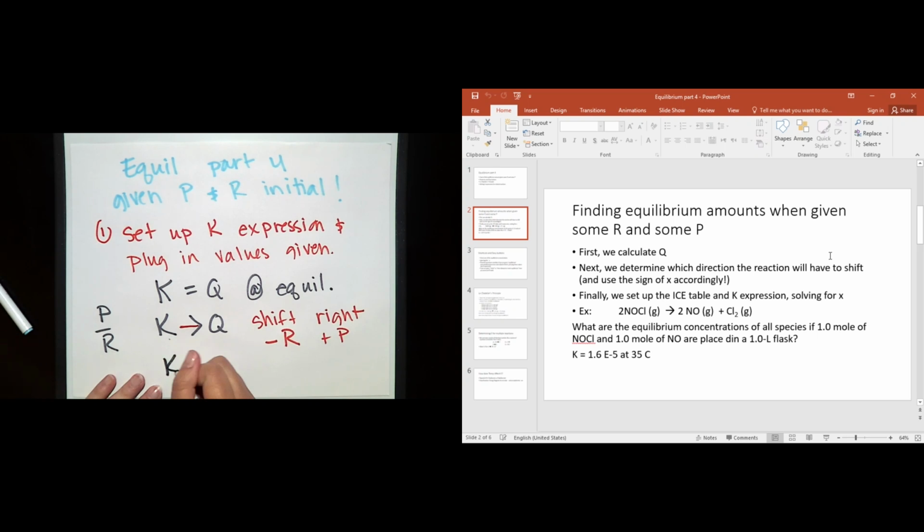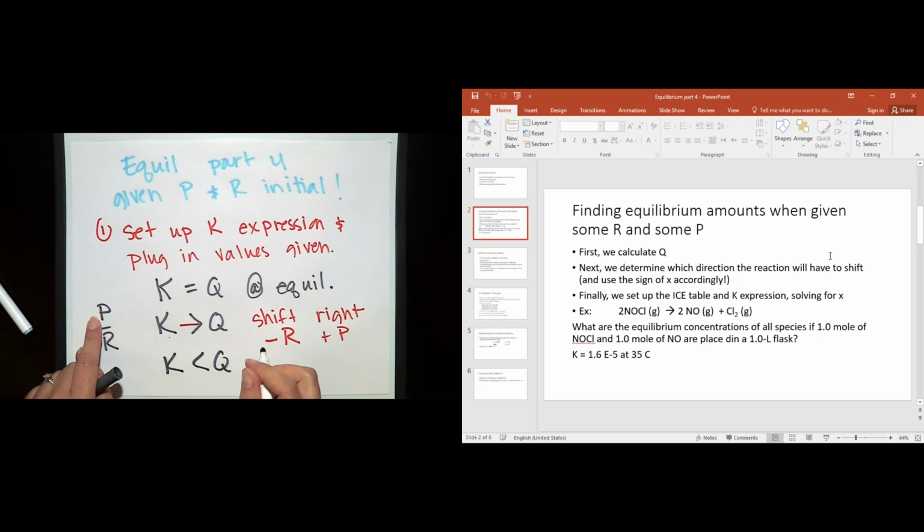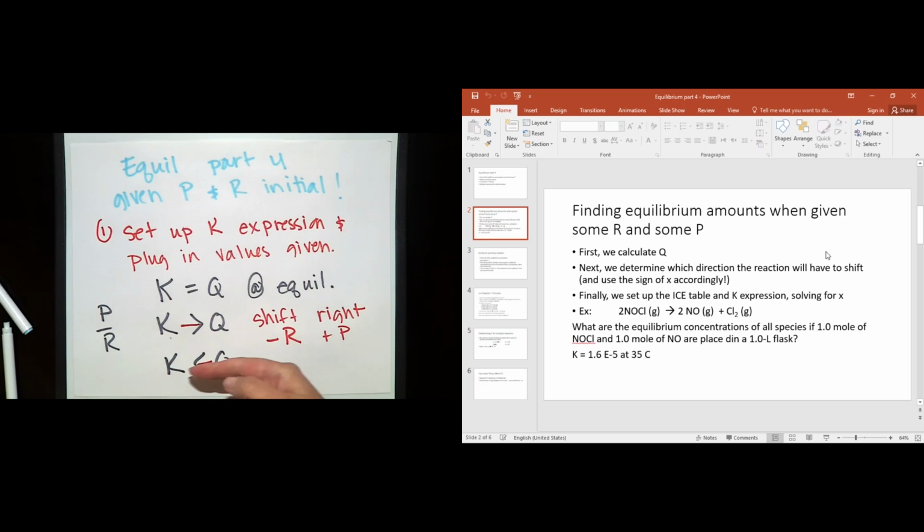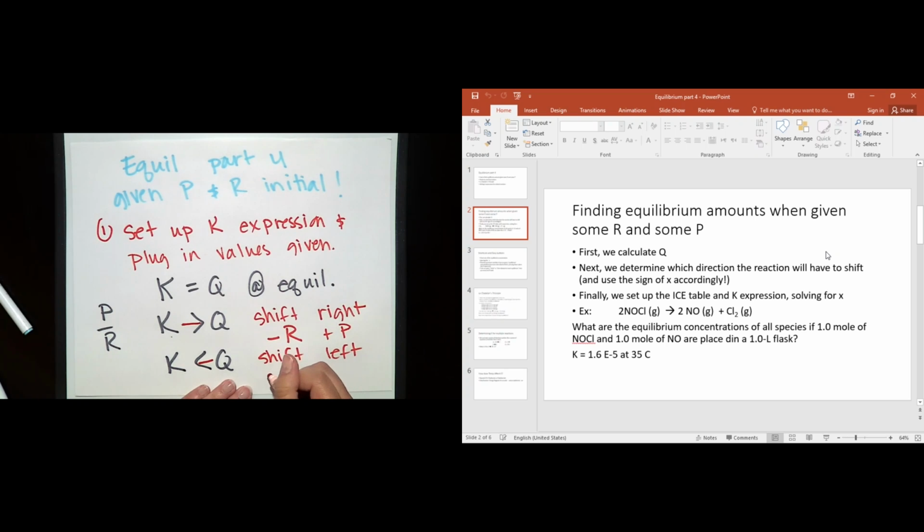What about if K is less than Q? That means Q is too big. You need to take away from the product side and add to the reactant side. Again, if you put this in alphabetical order, you can make the less than symbol an arrow, and it tells you that's the direction it's going. We call it shift left to reestablish equilibrium. We call that Le Chatelier's principle. We'll talk a little bit more about that. And this means that we're adding on the reactant side and subtracting on the product side.